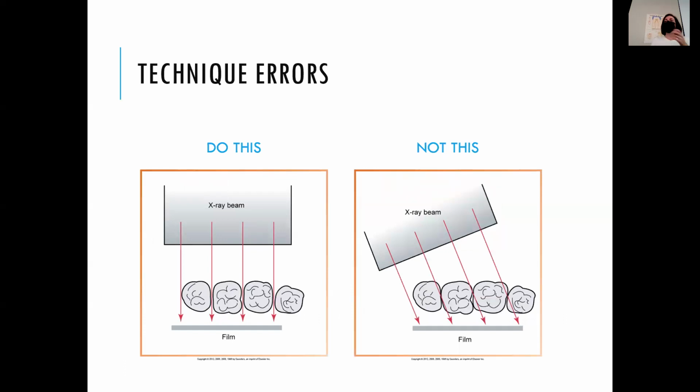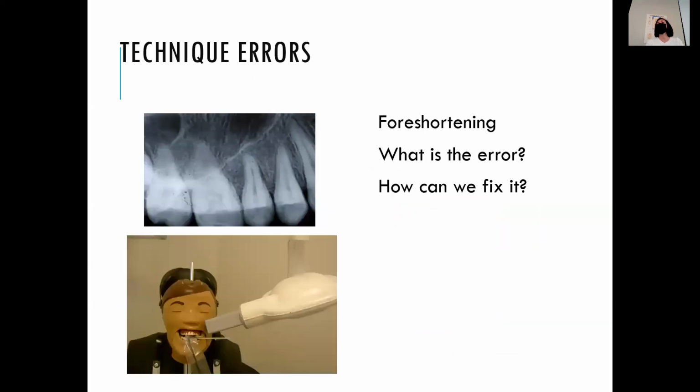Okay, so some images here do this. You want the beams to go straight through the teeth to hit the film. So see, these are all perpendicular angles right in between the interproximal space. That's why the contacts are open. Not this. They're coming in at an angle. You're picking up a little bit of this and a little bit of that, and that's what's making the overlap. So that's just demonstrating that horizontal angulation.